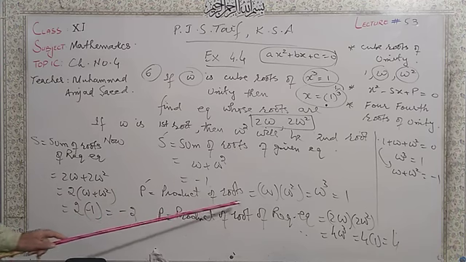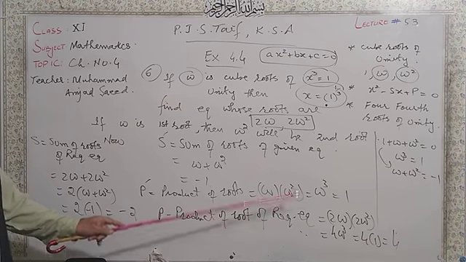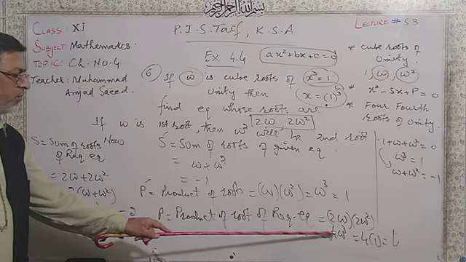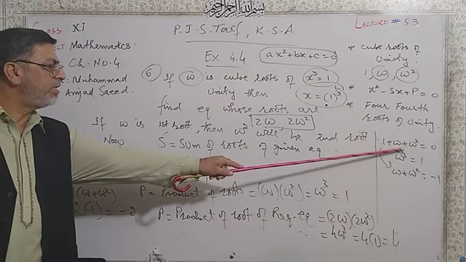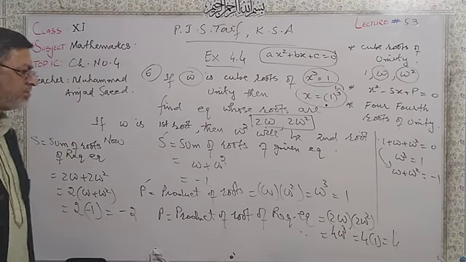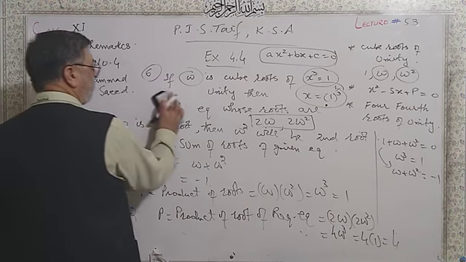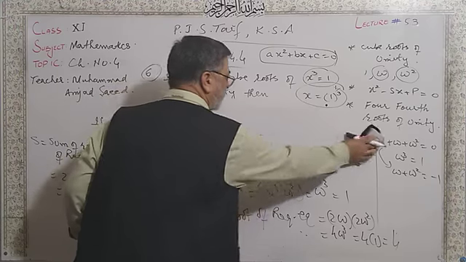Similarly, p is equal to the product of roots of the required equation. These are the roots of the required equation. Their product will be 4 omega cube. Omega cube is equal to 1, so we have applied that. Dear students, now we will apply this to the required equation.